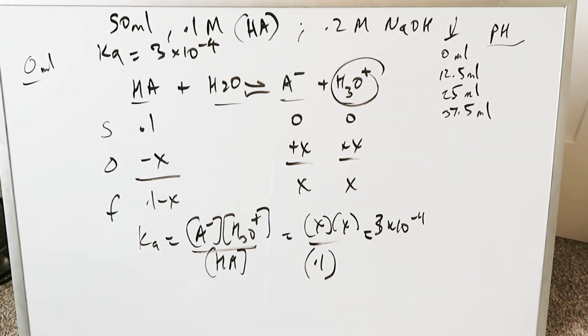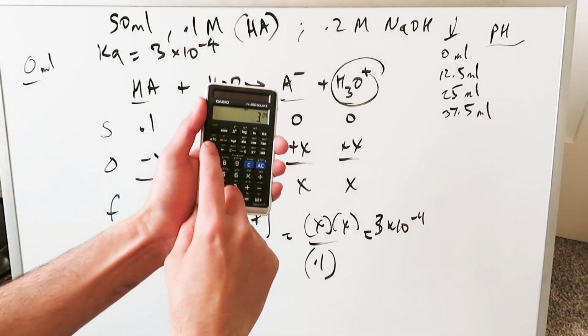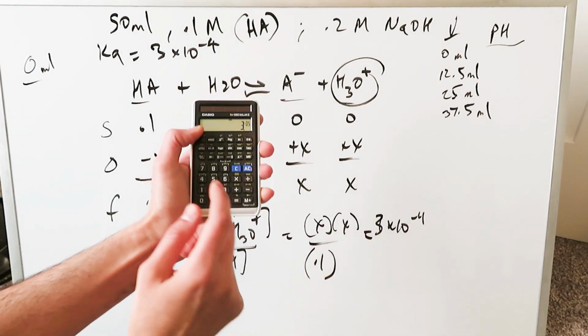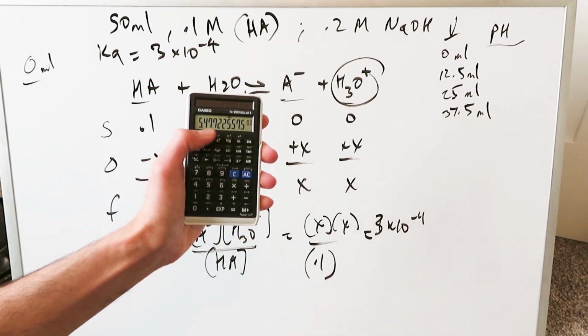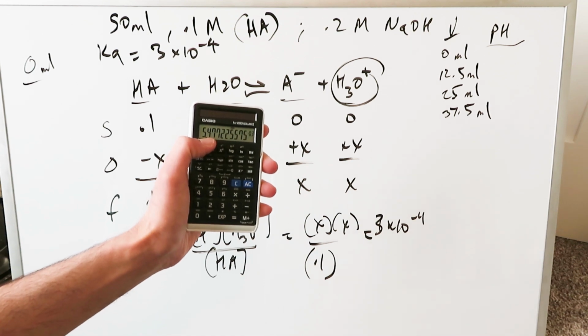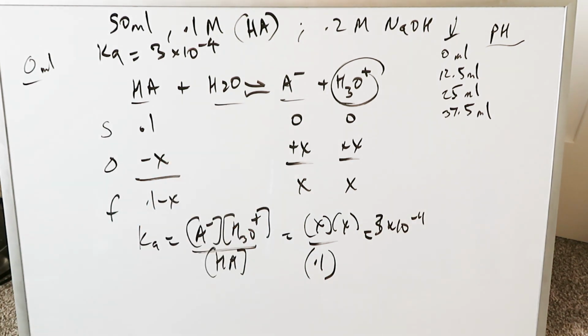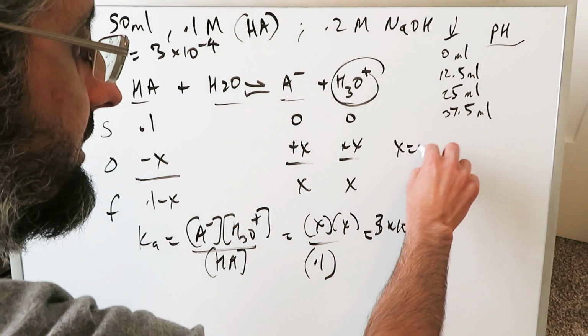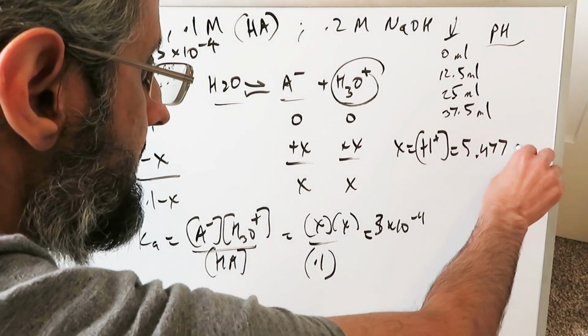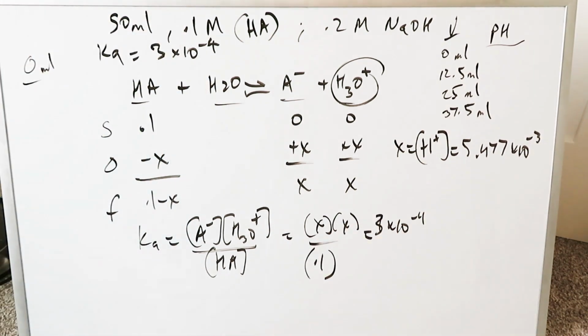When you put it in the pH formula, and we'll talk about that, look at this. You'll have 3 times 10 to the minus 4 times 0.1 is equal to x squared. And then you take the square root of this. I'm getting a hydrogen ion or hydronium ion concentration of 5.477 times 10 to the minus 3. So let's put it down. Here x is equal to this hydrogen ion concentration, which is 5.477 times 10 to the minus 3 molar.